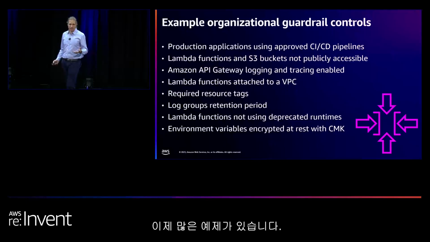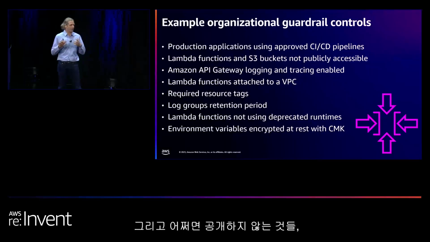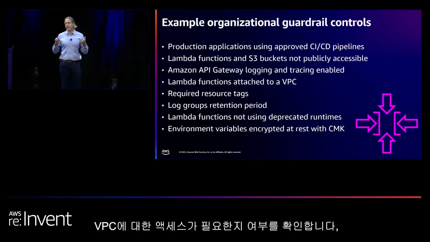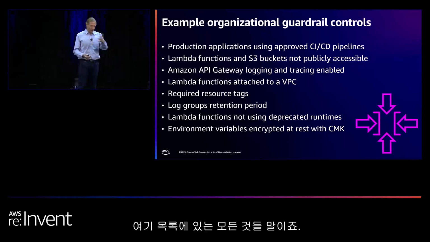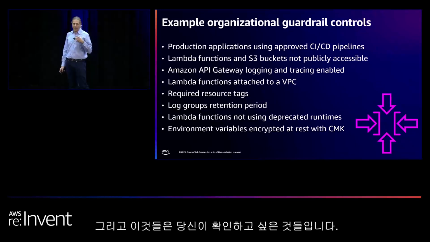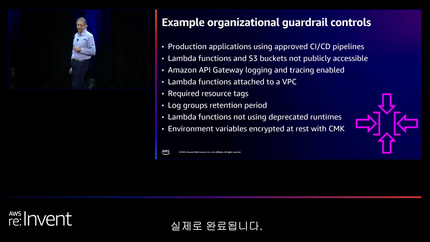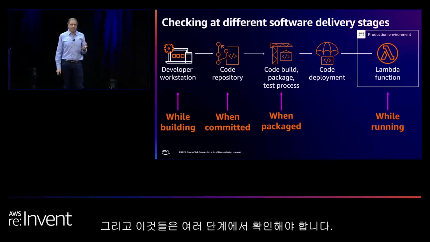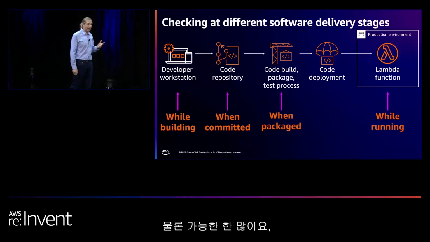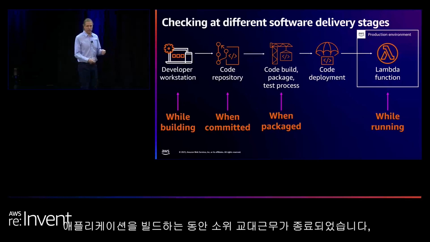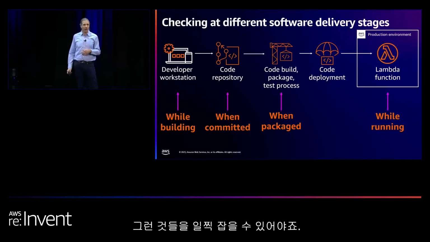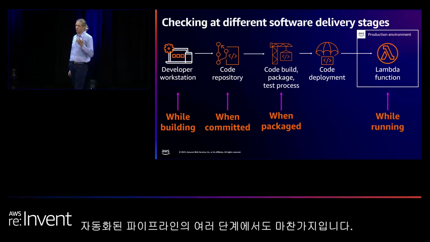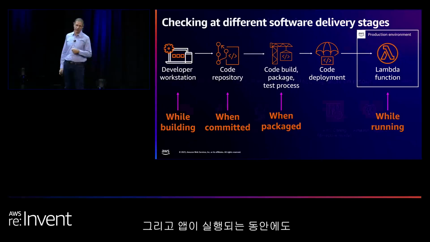Now, there are many examples, things like enforcing your pipelines and maybe not making things public, logging and tracing, looking at whether you need access to a VPC, tags, log groups, encryption settings, a whole bunch of stuff in the list here. And these are things you want to ensure actually get done. These need to be checked at various stages, as much as you can, of course, while building your application, the so-called shift left, to be able to catch those things early on, but also at various stages during your automated pipeline and while your apps are running.